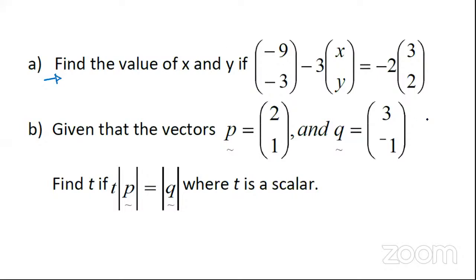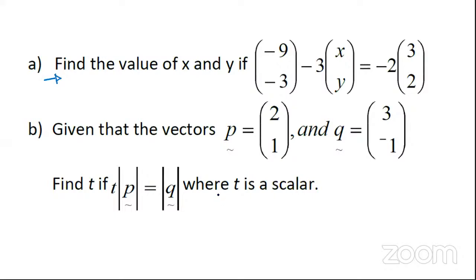Usually we don't work so much with graphs in vectors. In this particular topic, we always work with just these calculations. So let me work out this one here, and then we shall see the next one.